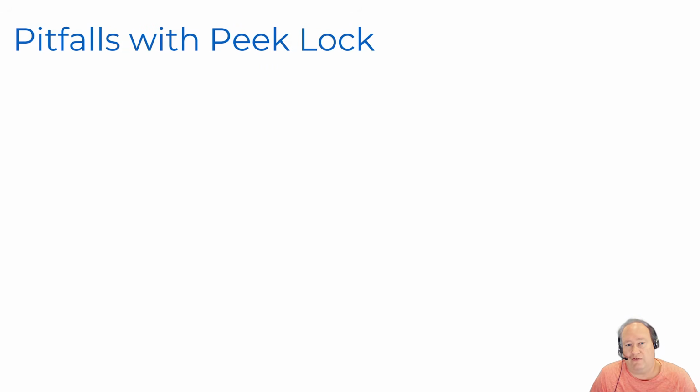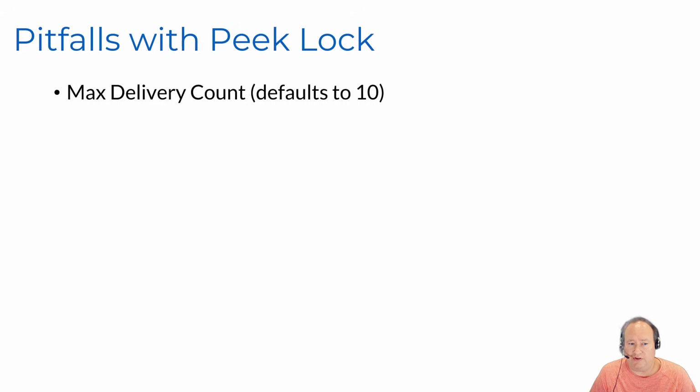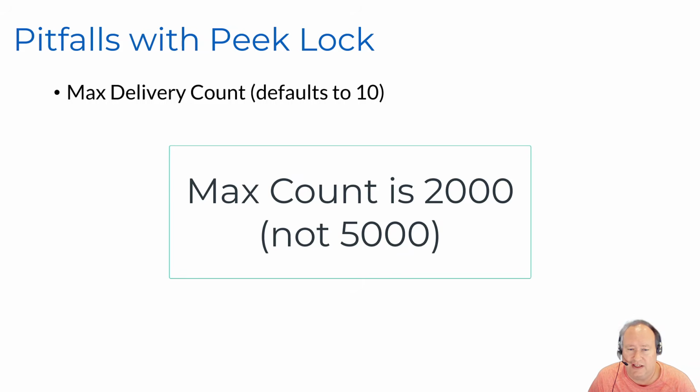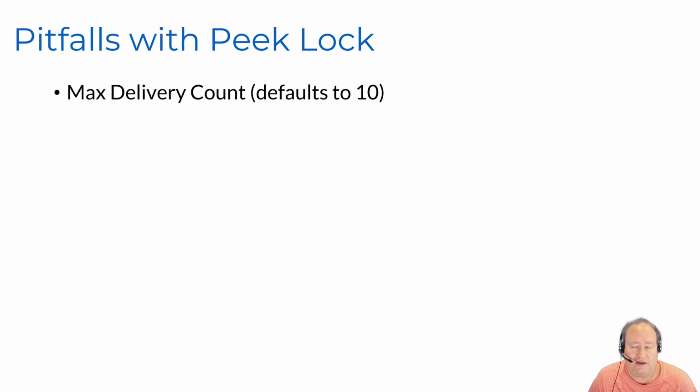Now, there are a few pitfalls that you want to keep in mind when using peek lock. First off, there is a max delivery count. I believe the high limit is 5,000. It defaults to 10. This is the number of times someone can take a lock on the message and try to process it. After the max delivery count, the message is moved to your dead letter queue.